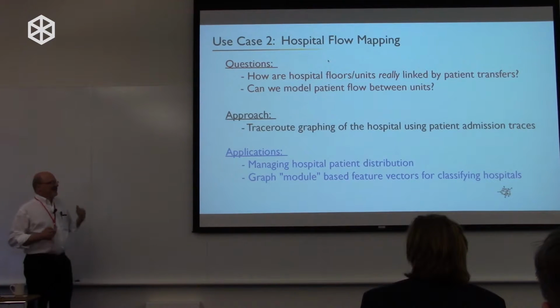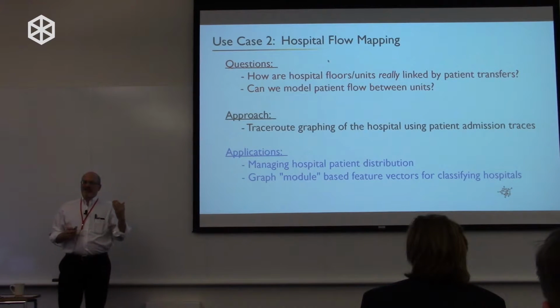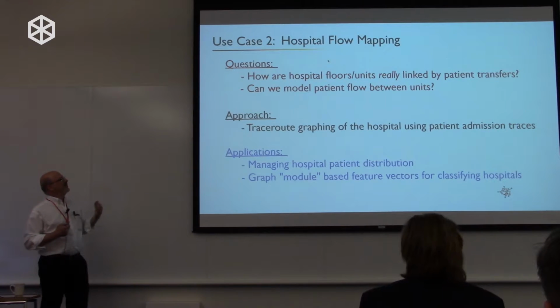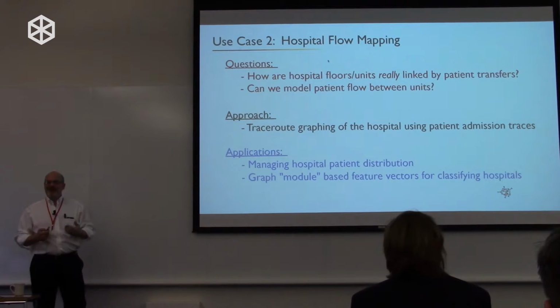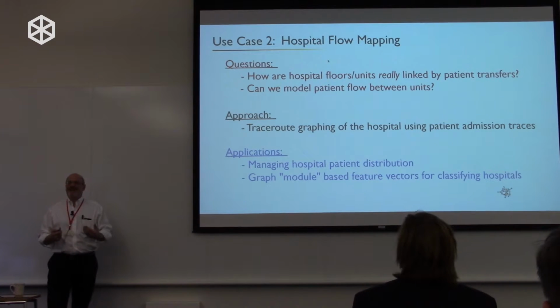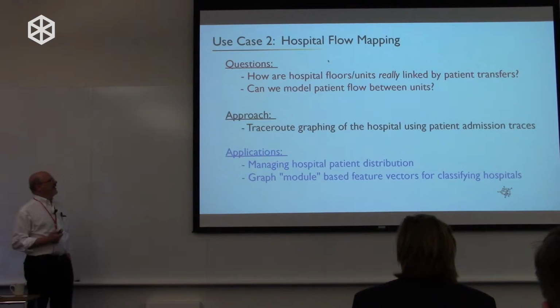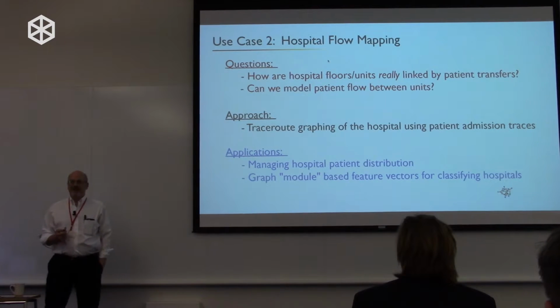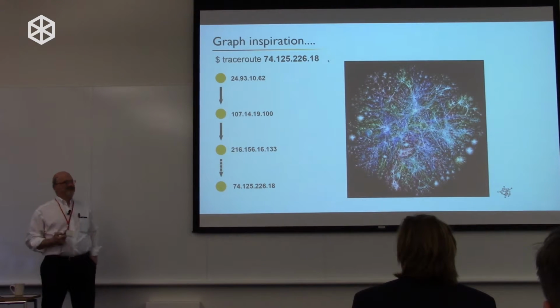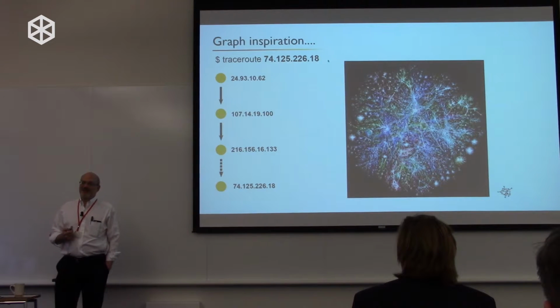Now, we started with that use case of graph isomorphism, but we then scaled up and we said, okay, can we model the entire hospital? Can we get an idea of where people are going and the linkage between the units in the hospital? And so essentially what we did was use the graph inspiration of trace route mapping of the internet, and we trace route mapped our hospital.